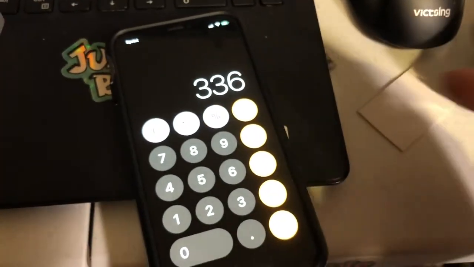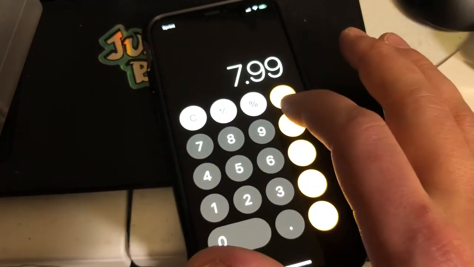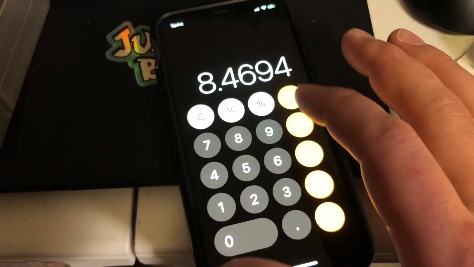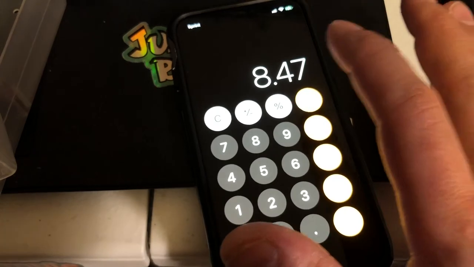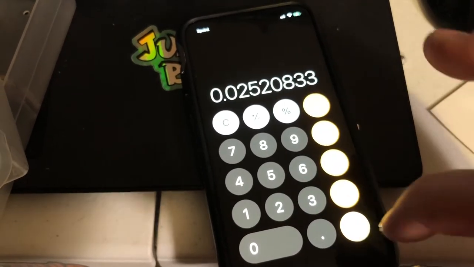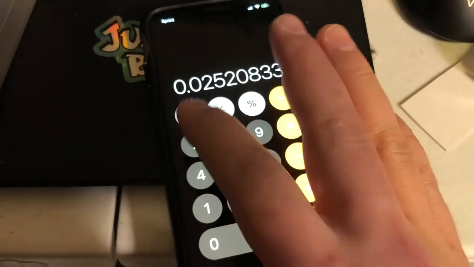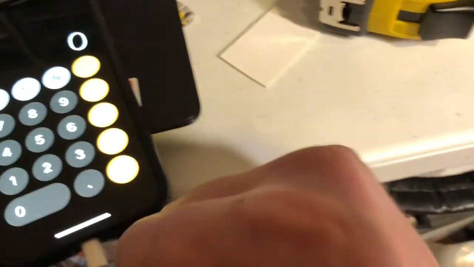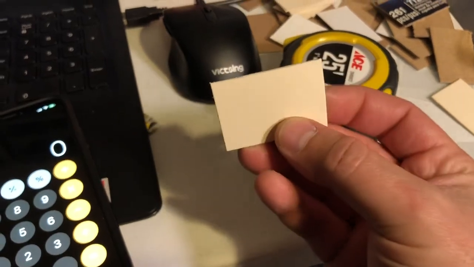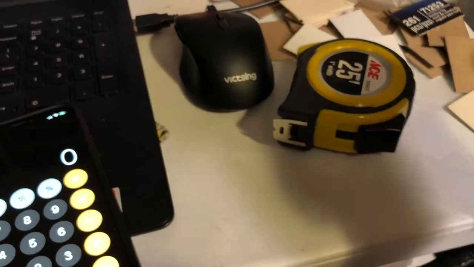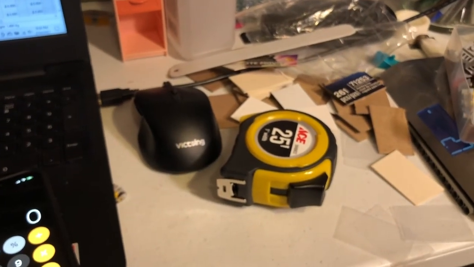So it's 336 dividers, and then we'll do $7.99. Here I have 6% sales tax, so 8.47 divided by 336, 2.5 cents per divider. So pretty good price for the dividers. And then the only other cost is a little bit of time. So definitely would be my go-to option. And like I said, I got that from Michaels. I don't know what it's called, but it worked pretty good.